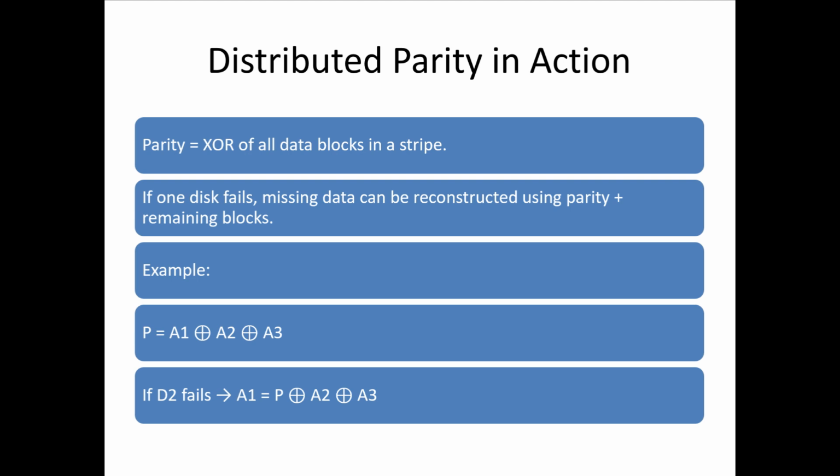So say disk 2 fails, you will lose block A1. But block A1 then can be recalculated using parity and the remaining blocks A2 and A3. How? As we know that parity was A1 XOR A2 XOR A3. Now since we lost A1, A1 can be calculated as P XOR A2 XOR A3.